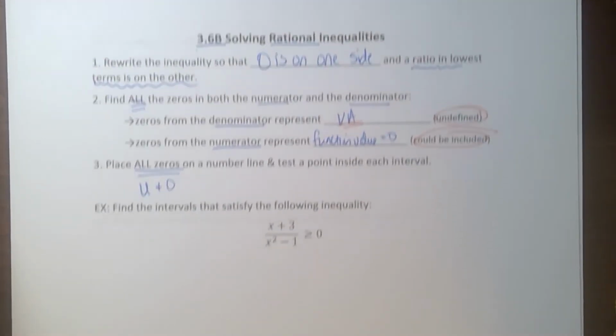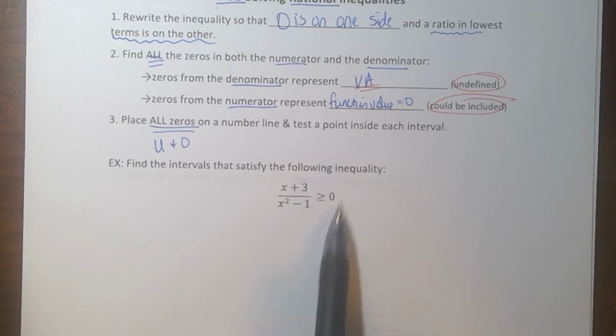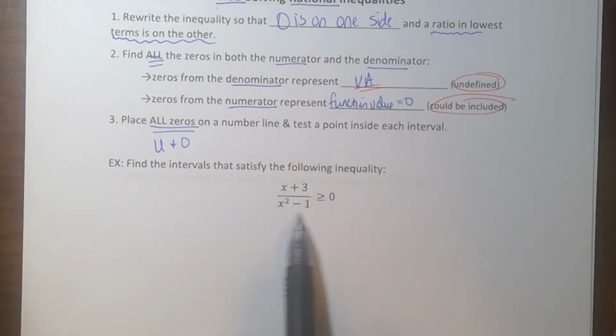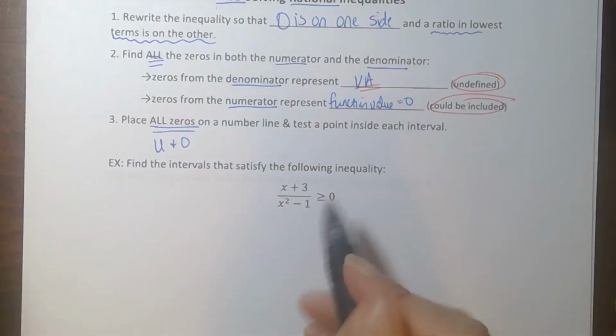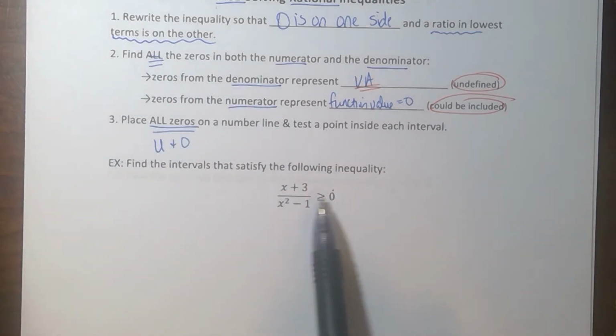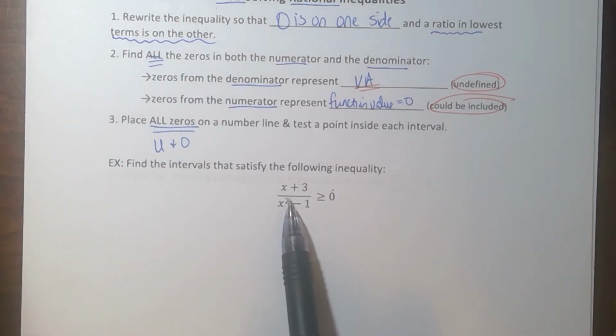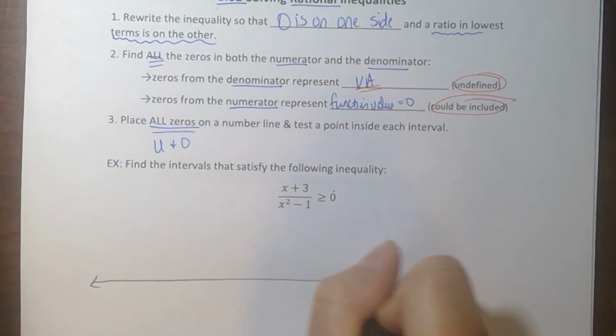So let's do this first example together. We're going to find the intervals that satisfy this inequality. We want to know where this rational expression is greater than or equal to 0. So I've already got number 1 taken care of. It's written correctly. Set to 0, a single rational expression on the other side. Now we're going to find all of those zeros from my numerator and denominator, and I'm going to place them on a number line.